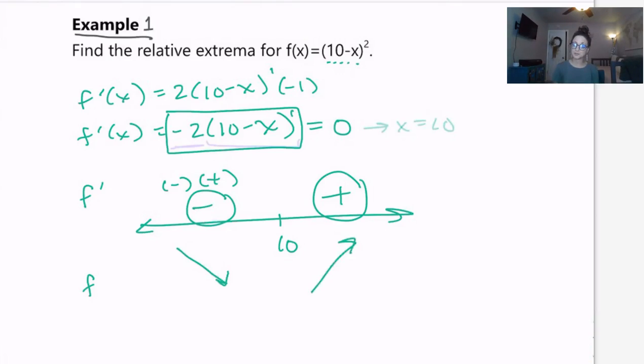So do I have a relative min, max, or neither at x equals 10? I've got a relative min at x equals 10. See how we went from decrease to increase? It creates that relative min for us.